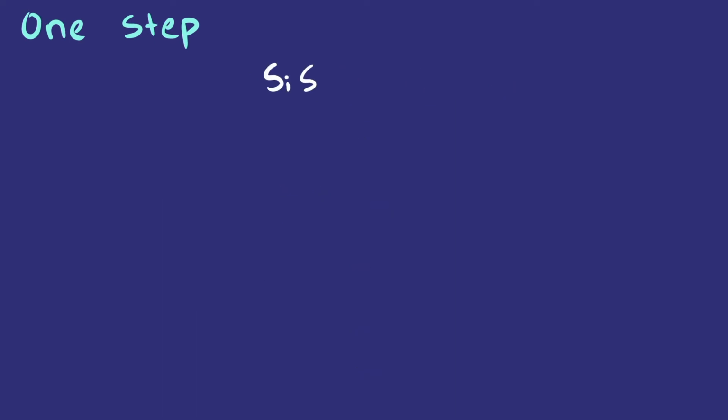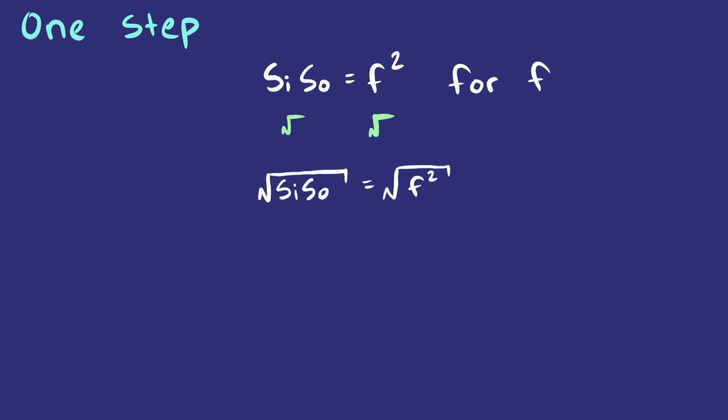Next up, SI times SO equals f squared for f. To solve this, we need to get rid of our square. In order to do so, we need to square root both sides. Now the square and the square root essentially undo each other, which leaves us with the square root of SI times SO, or f equals the square root of SI times SO.